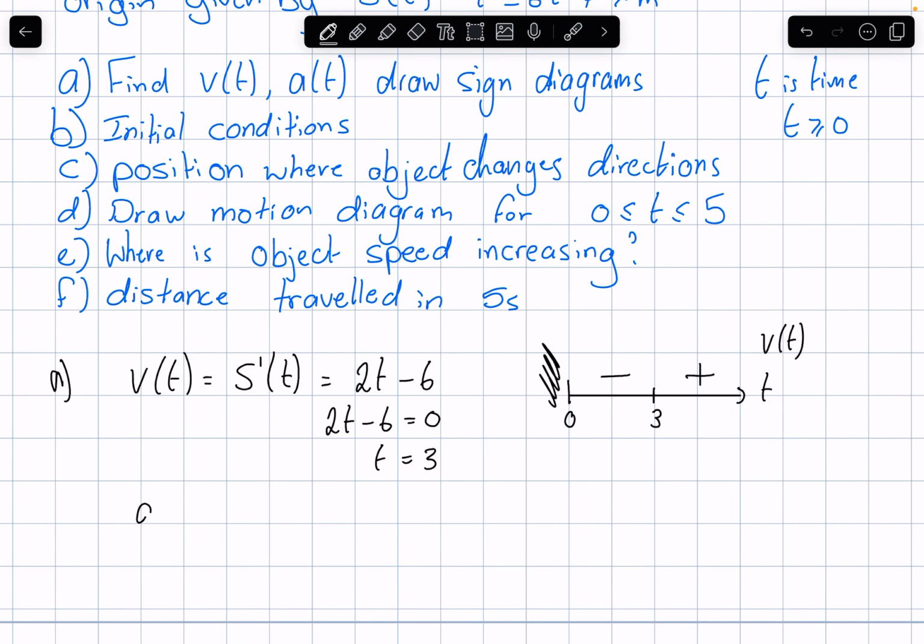Now a of t, or acceleration, is just the derivative of my velocity, which is just 2. So that means there's nowhere that my acceleration is equal to 0 because there's no t in my function. So that means it is just positive 2 all of the time, so it's always positive. But we still do our sign diagram with our 0 limit. So for a of t, the 0 is still blanked out, but over all time, I've got a positive acceleration. So they're my two sign diagrams.